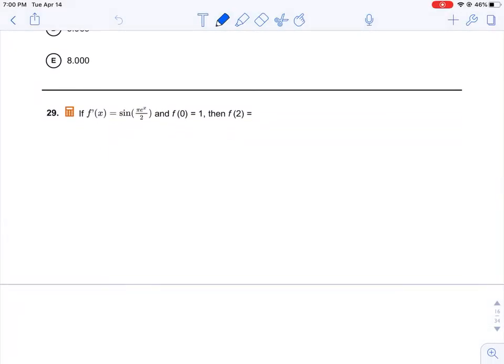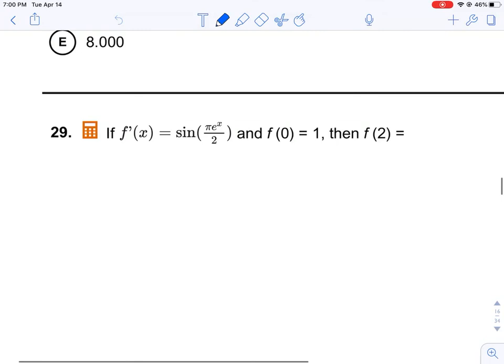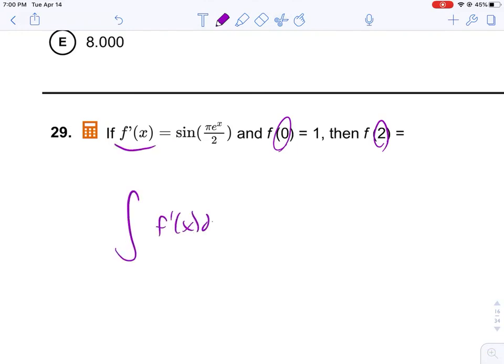29. Okay, here's another problem like this. We saw two of these, I think, in the first video. The key to this is that we're given f prime and asked to find a value of f. Since we know f of 0 and we're trying to find f of 2, and we have f prime, we're going to do the integral of f prime, because the antiderivative of f prime is just f.